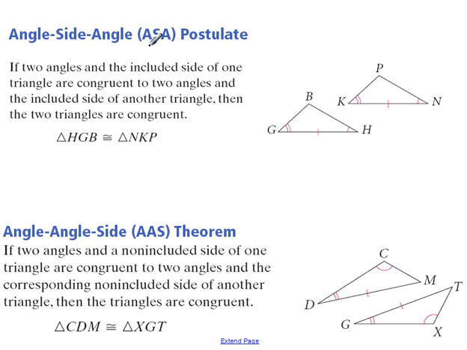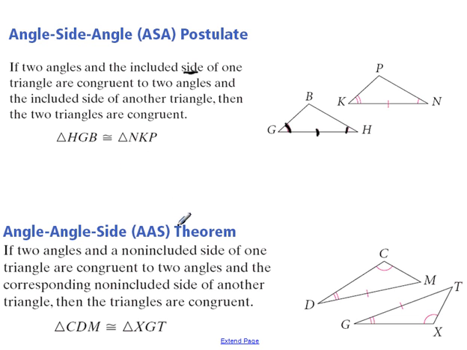The angle side angle postulate says if 2 angles and the included side of one triangle are congruent to 2 angles and the included side of another triangle, then the 2 triangles are congruent. Now this time it says included side, so the side has to be in between 2 angles with the marks.